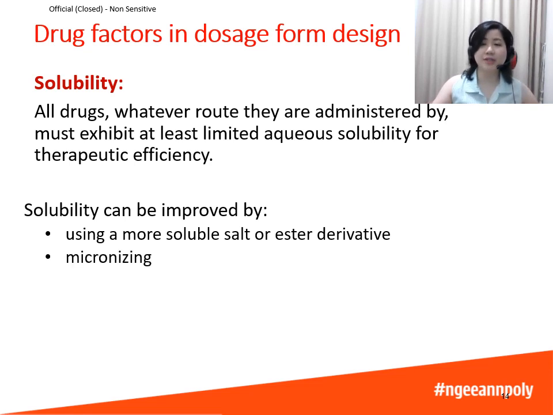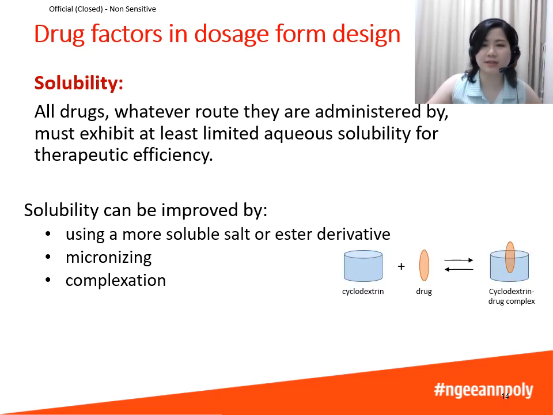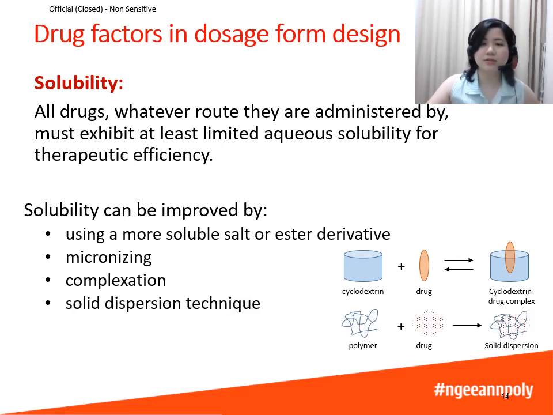Another way is micronizing, which is to reduce the size of the drug particles. Complexation of a drug with a water-soluble carrier can also increase solubility. For example, complexation with cyclodextrin. Solid dispersion is to disperse the drug in a water-soluble polymer. So when the polymer dissolves, that drug is also dispersed and can dissolve very easily.